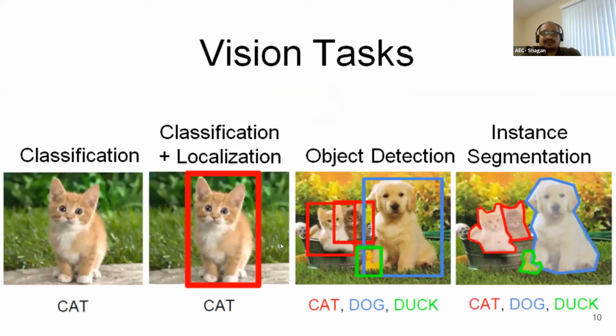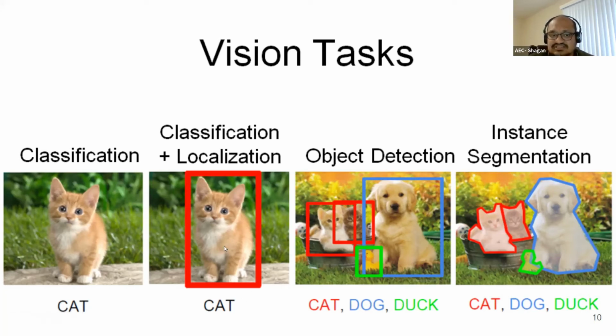So here I have more examples of kinds of vision tasks. The most simple one is a classification task. This is like the example or the demo that we saw earlier, that given an image, I want to classify whether that image is a cat, a dog, a rat, or whatever. So this is the most simple application of a deep learning model.